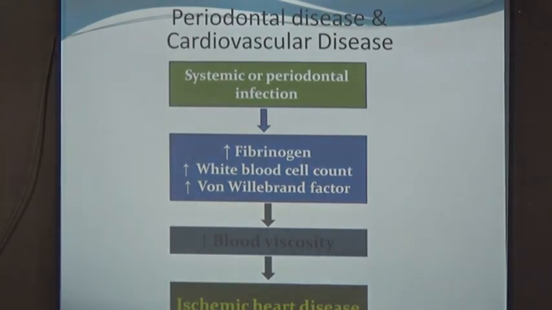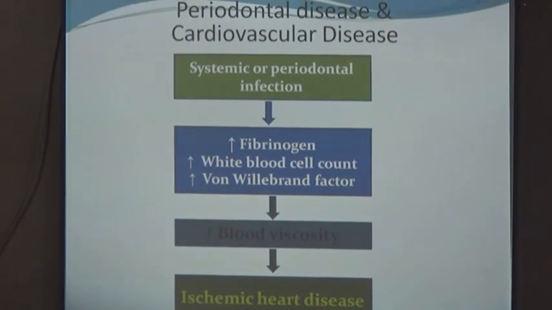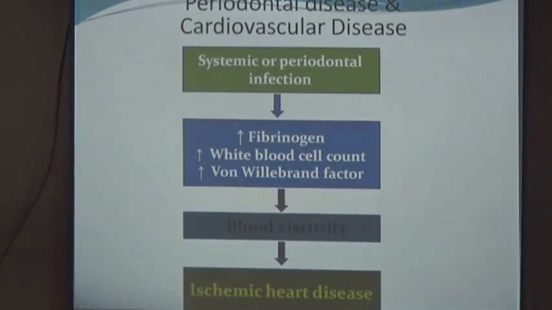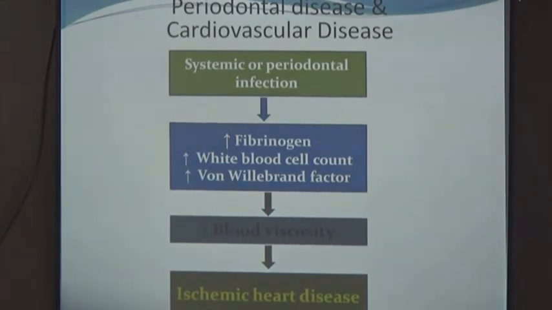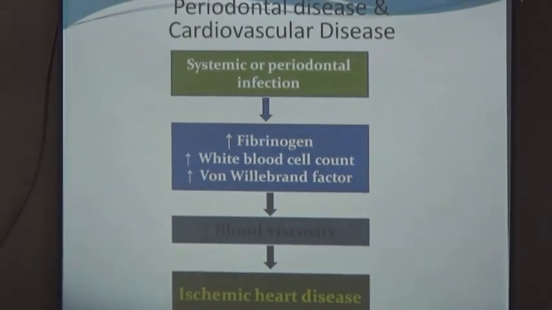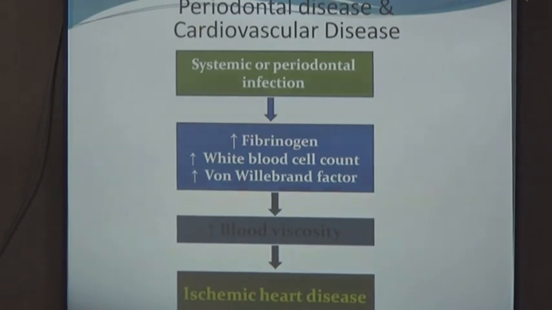Now, how is this periodontal disease linked? Periodontitis is always associated with cardiovascular, respiratory and diabetic conditions. So how are cardiovascular disease and periodontal disease interconnected? With a systemic or periodontal infection, what happens?